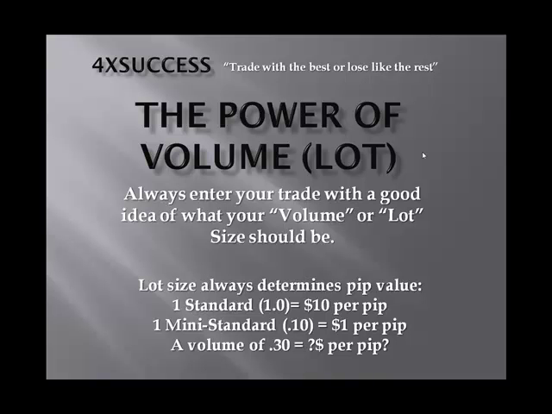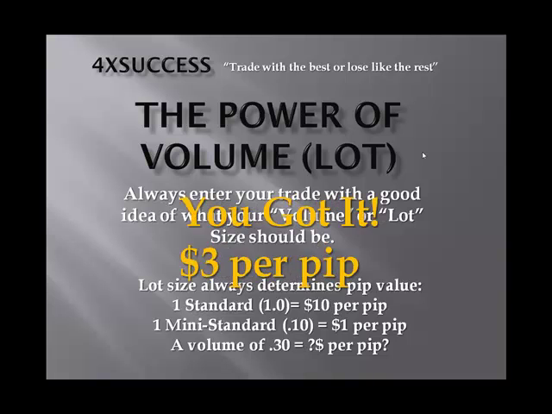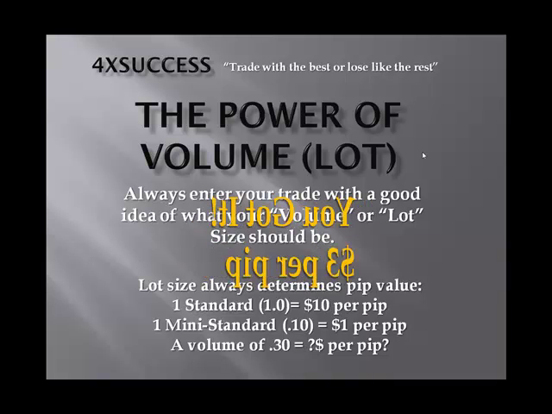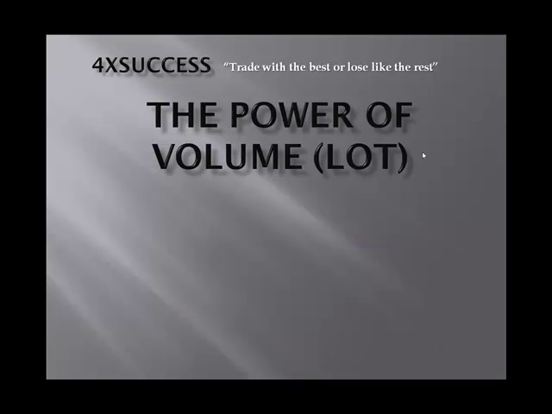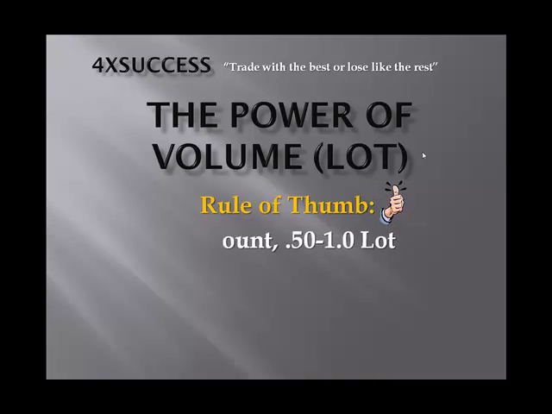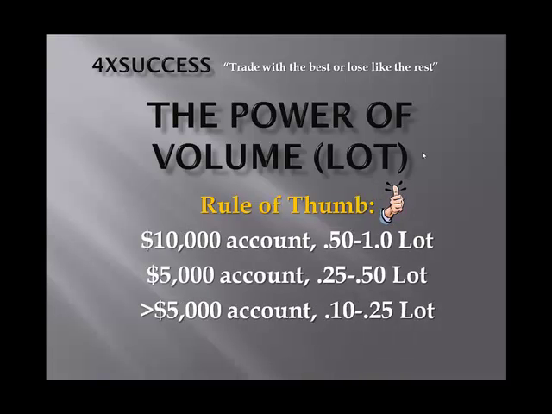Alrighty, let's review just very, very briefly the power of our volume or lot size. And remember, always enter your trade with a good idea of what your volume or lot size should be. And lot size always determines pip value. Again, one standard would be entered in this way, and that would be $10 per pip. One mini, which would be entered this way, is $1 per pip. So a volume of 3 minis, or a third of a standard, would be how much per pip? You got it. That's $3 per pip. So keep that in mind as you are working with your trades.